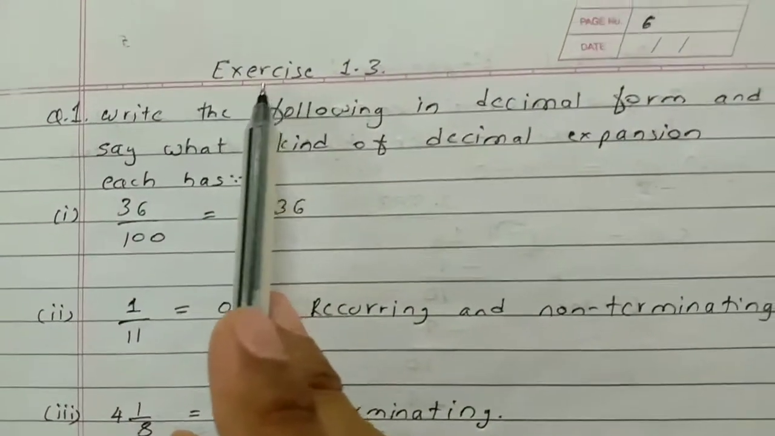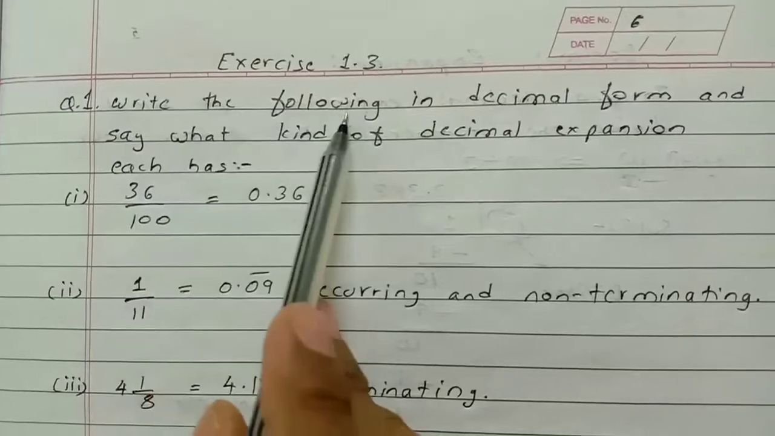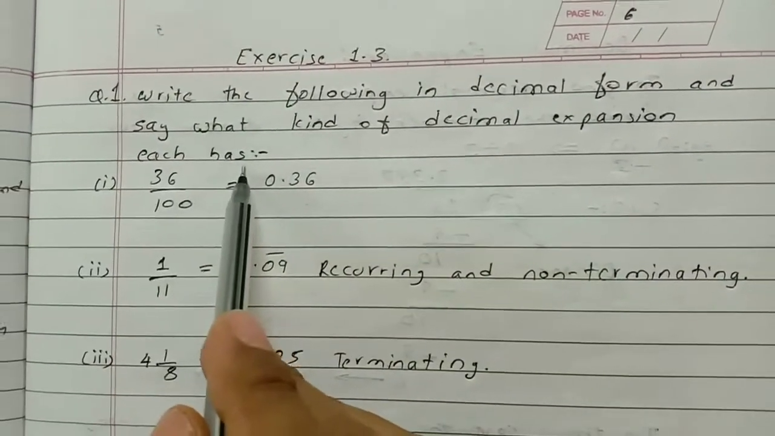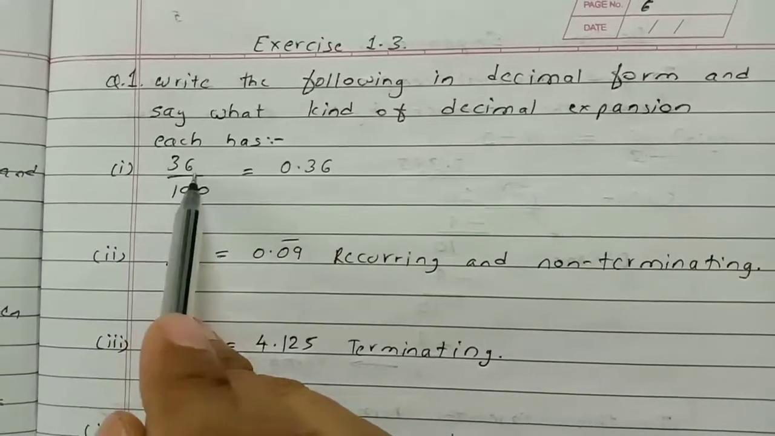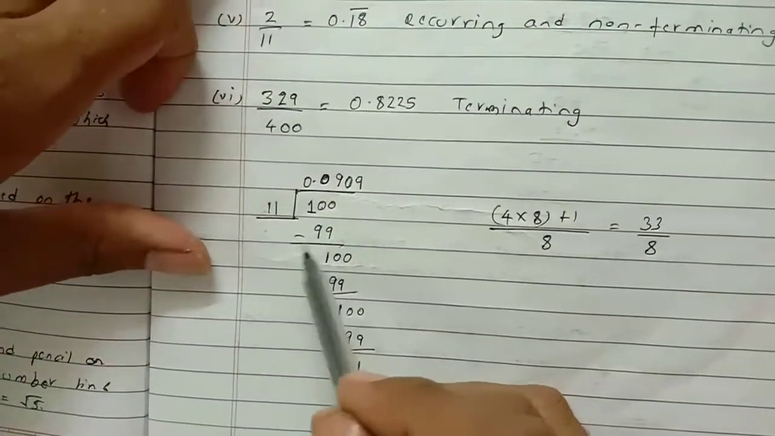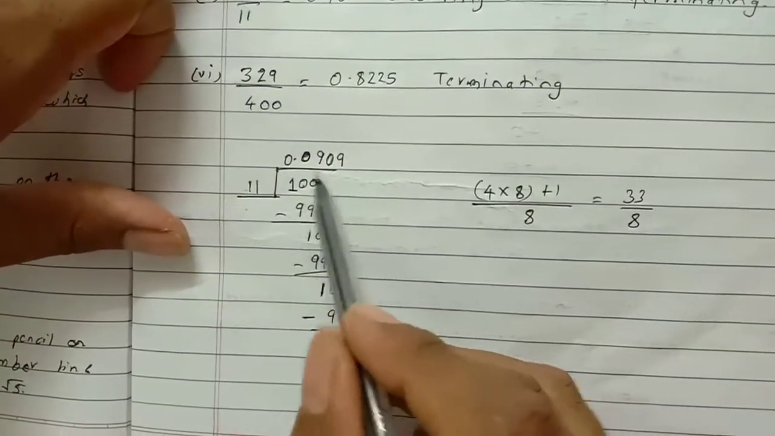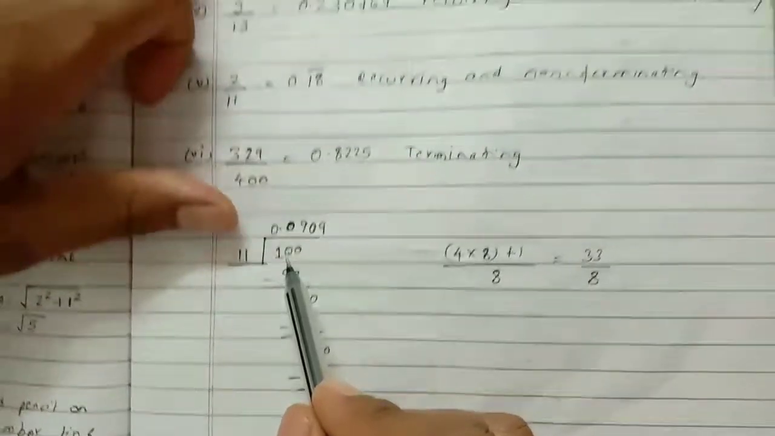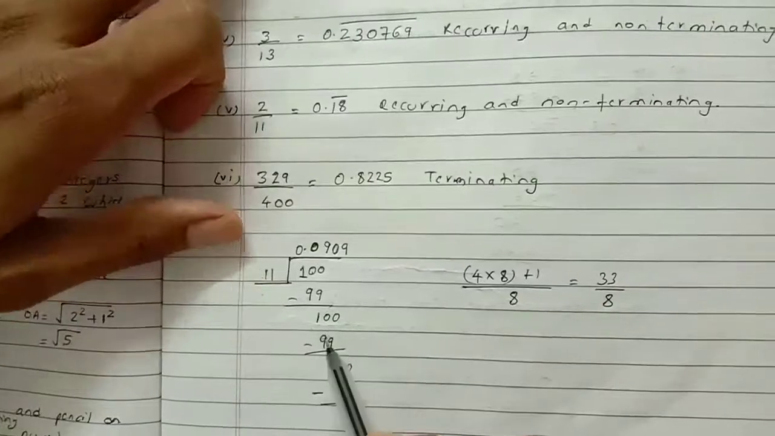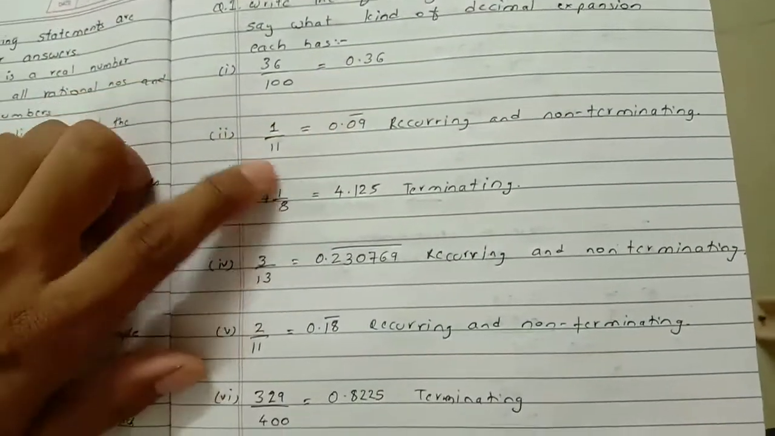Now we will solve exercise 1.3. Write the following in decimal form and say what kind of decimal expansion each has. The question is 36 by 100. So we have to divide it. You can see here I have divided 11 by 100. Here we can divide 36 by 100 in the same fashion. You will get the answer as 0.36.